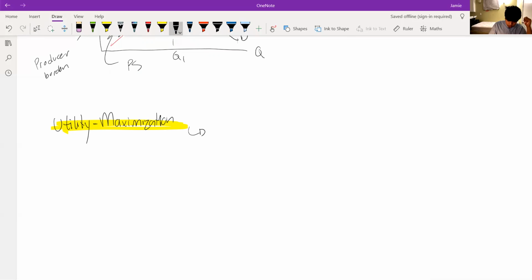It's called the consumer optimizing bundle rule. I don't know, some jargon. So essentially, the marginal utility of A over the price of A is equal to the marginal utility of B over the price of B, subject to your income. Marginal utility is the incremental utility that you receive from consuming one more good.